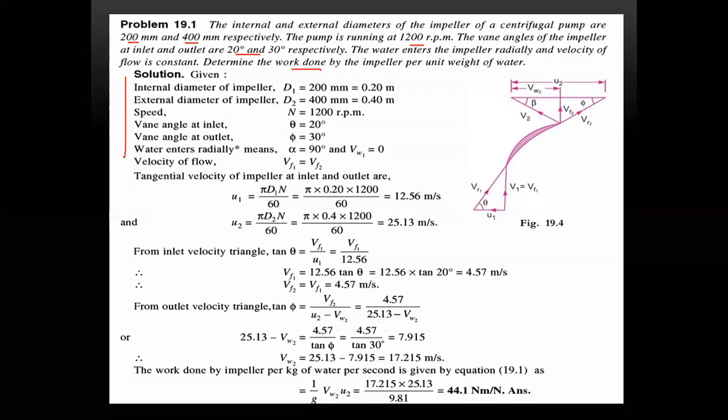So if you don't know anything about any problem, first read the question 2 or 3 times, understand it, and write the given data neatly and clearly like this. Based upon this, to find the work done of the impeller, write that it is to be determined.